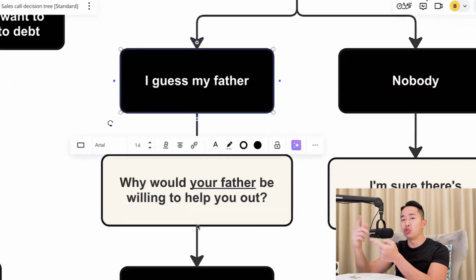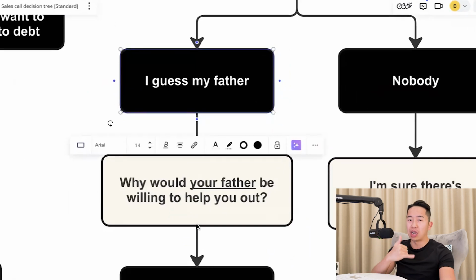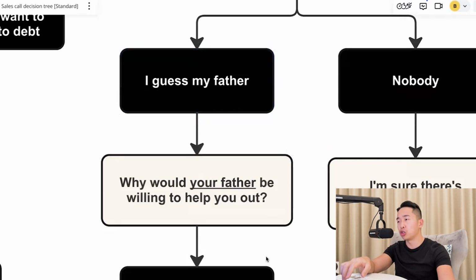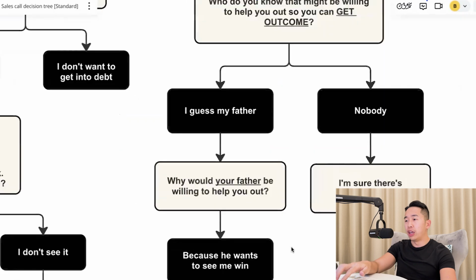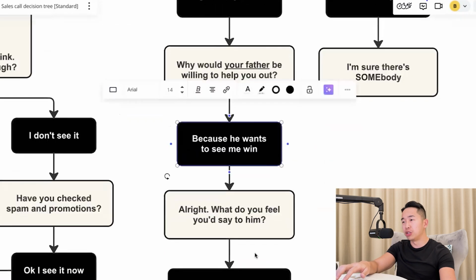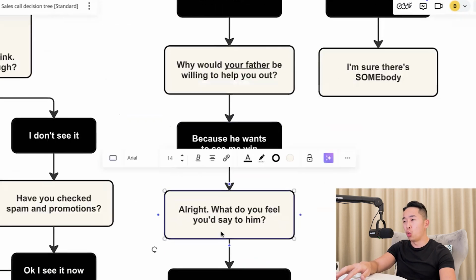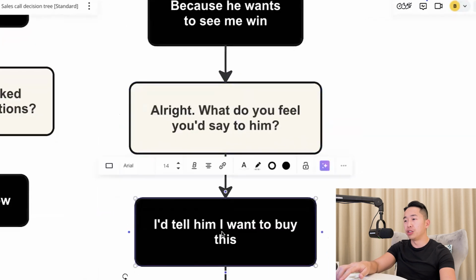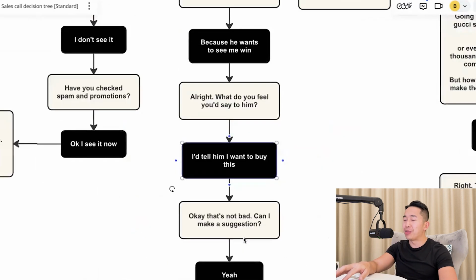So now they want to go do that thing more, which is calling their parents and actually asking for a favor, which no one wants to do. But now it gets them closer in that direction. Make sense? And they'll say something, yeah, because he wants to see me win. All right. So what do you feel like you'd say to him? At that point, they'll say something, yeah, I want to buy this course, da da da. Okay, it's not bad. I mean, can I make a suggestion?